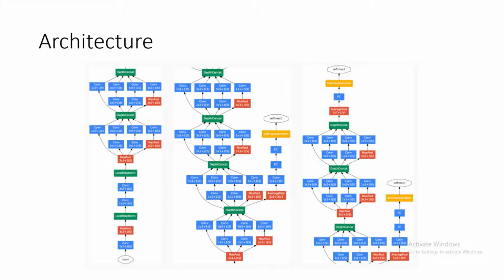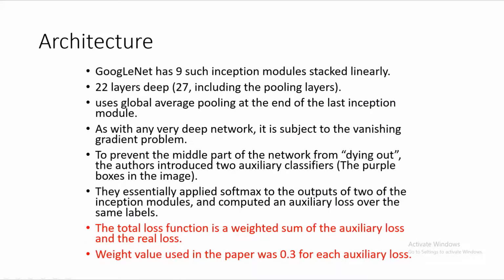And this is the architecture of the GoogleNet or Inception. Here we have got the input, and finally we get the output, and it consists of a number of inception blocks or inception modules. Here we can see that the GoogleNet has a total of 9 such inception modules stacked linearly, and is 22 layers deep, and 27 including the pooling layers, and it uses global average pooling at the end of the last inception module. As with any very deep network, it is also subject to the vanishing gradient problem.